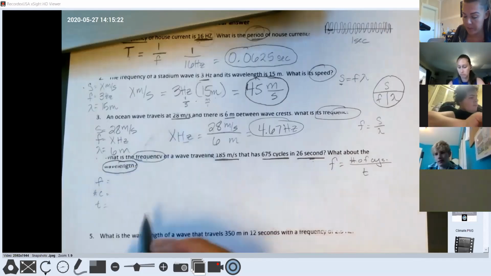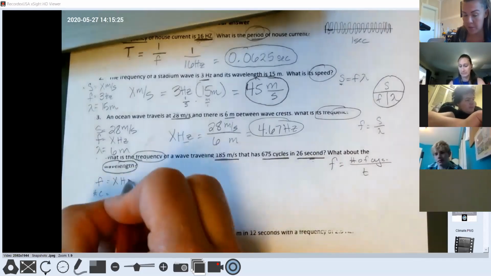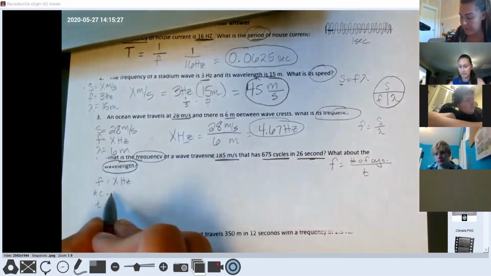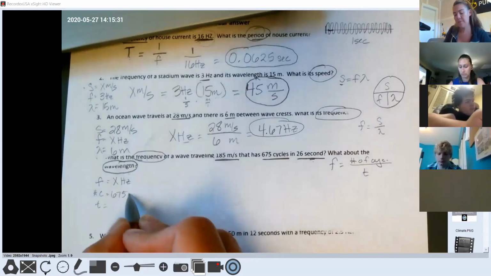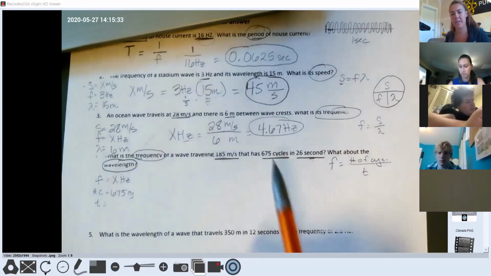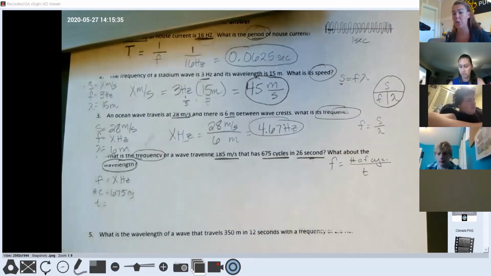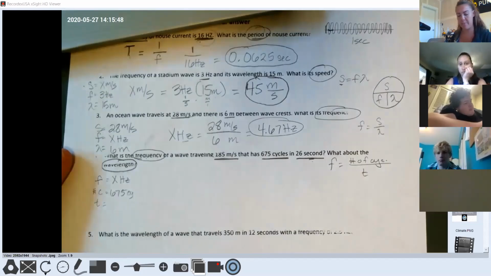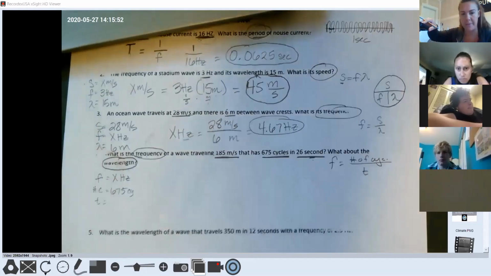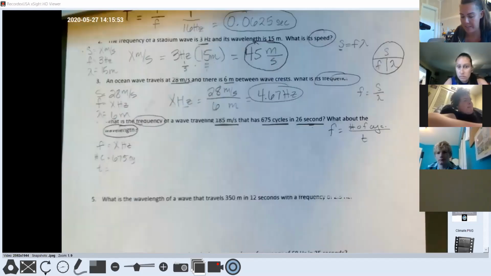And so frequency is what we're looking for. That's the hertz. Number of cycles, 675 cycles. And since cycles is just an object, not an actual unit, we just say cycles or sometimes I'll just say CYC. I'll abbreviate it, that's fine. But you can't just leave the number by itself, even though there's no unit for number of cycles, because numbers by themselves don't really mean anything. And then we have a time of 26 seconds.